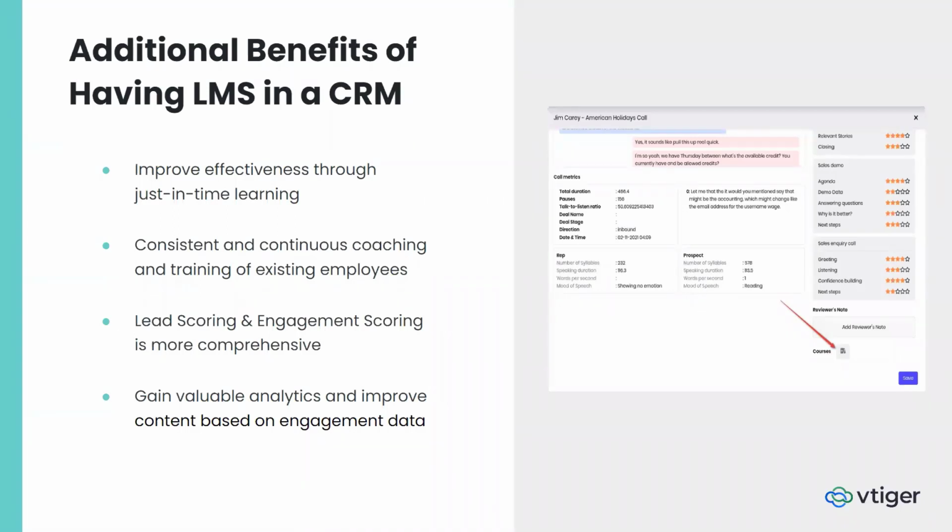And lastly, we have gain valuable analytics and improve content based on engagement data. Marketing teams and sales teams alike can gain valuable analytics on their prospects and existing customers by running reports detailing the engagement they've had with the learning management system. Marketing teams and management can then tweak those courses and content based on pass rates, completion rates, and overall scores on courses. They can also gain insight into what's working and what's not, so they can improve future courses.